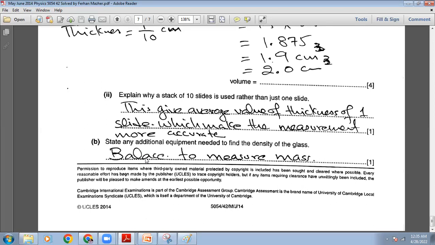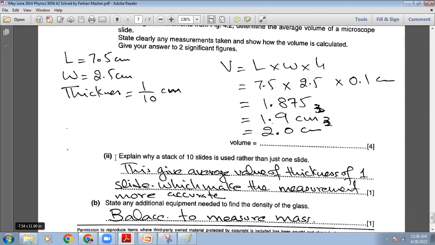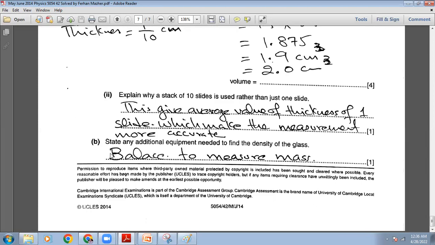Then the last question is, state any additional equipment needed to find the density of the glass. We need to measure the mass of the glass. We know the mass, we know the volume. Another thing which I need is to measure the mass of the glass. And for that purpose, I need a balance. The spelling is wrong here. It should be balance. Okay, BALANCE, balance.